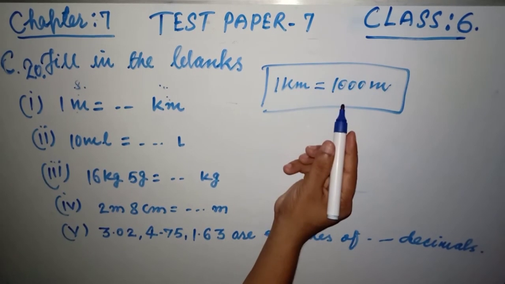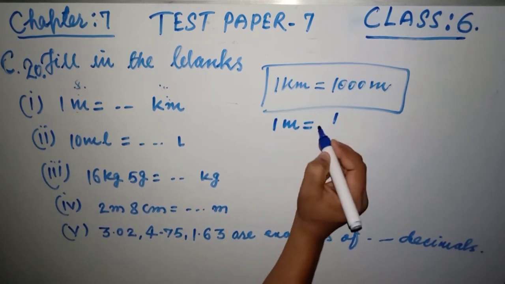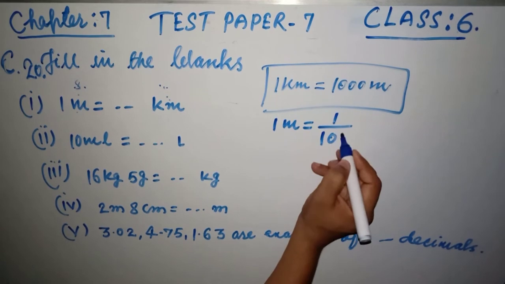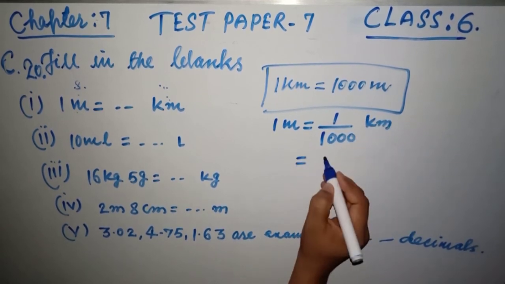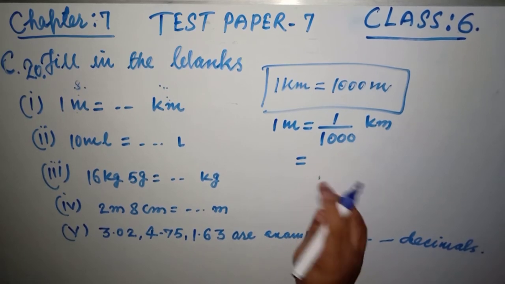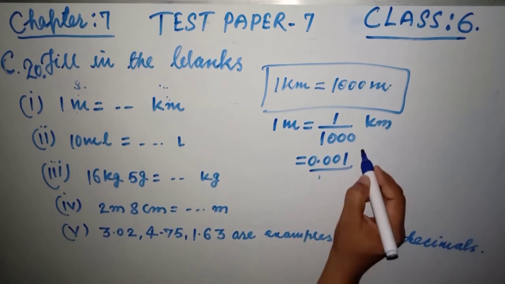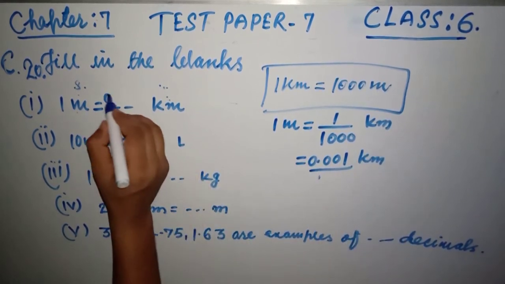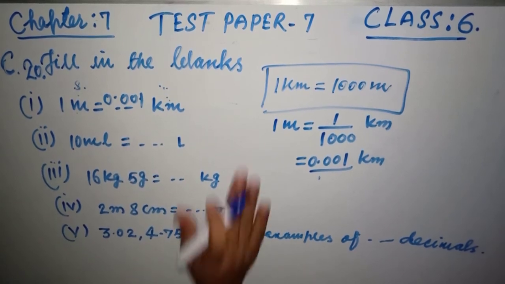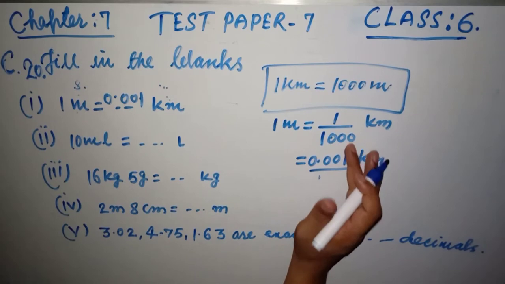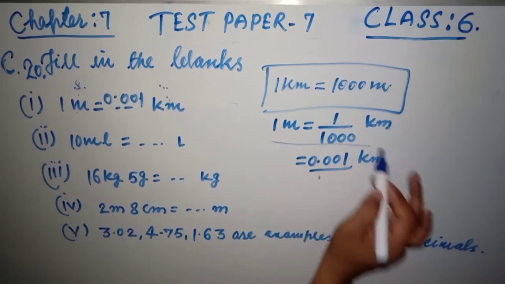Look at it, friends: 1 meter is equal to 1 divided by 1000 kilometer. Now friends, write 1 and 3 zeros, which means we have to place 3 digits after the decimal. This is your answer in kilometers, friends. Hence we place 0.001 as the answer. Why, friends? The reason is that 1 kilometer is equal to 1000 meters, hence 1 meter is equal to 1 by 1000 kilometer, which comes under division. Okay, I hope you understand.